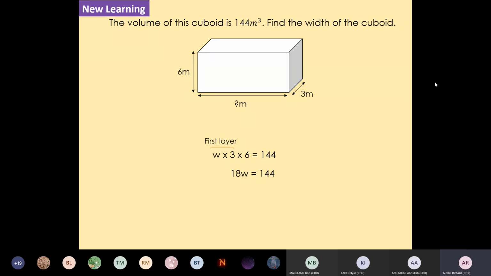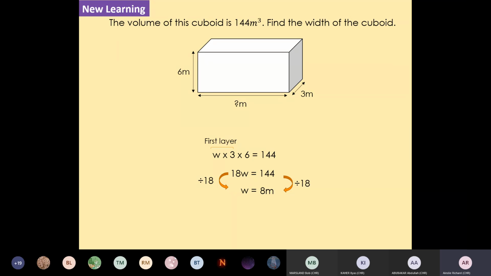Okay, removed, gone. Okay, so we know that 18W would be 144. And that would be like one of these side layers here. If you think how many of these were repeated all the way through the shape. So all we simply have to do is divide 18W by 18, so 18 lots of something by 18 to get one lot of it, and do the same with 144. And we get the width is going to be 8 meters.